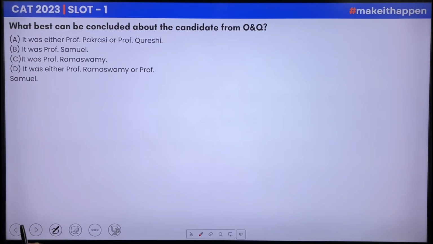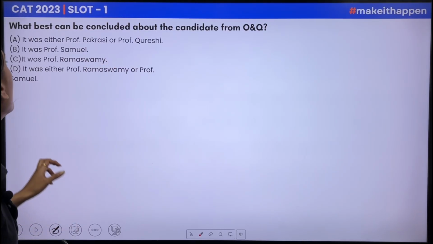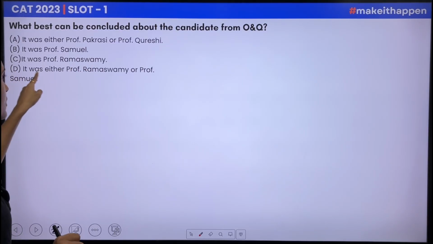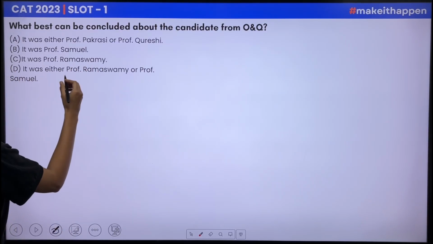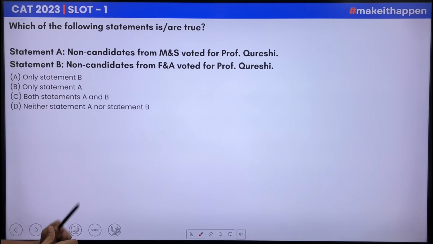What can be concluded about the candidate from O and Q? It was either P or Q? No. It was either Professor R or Professor S. So option D. Which of the following statements are true?